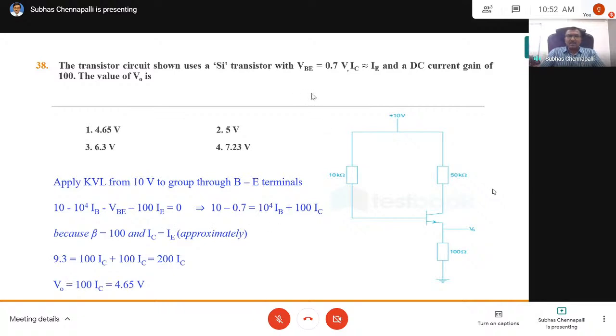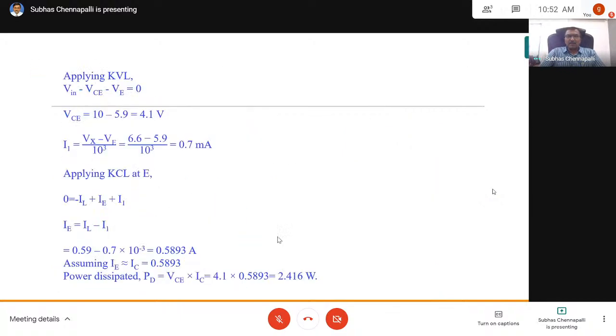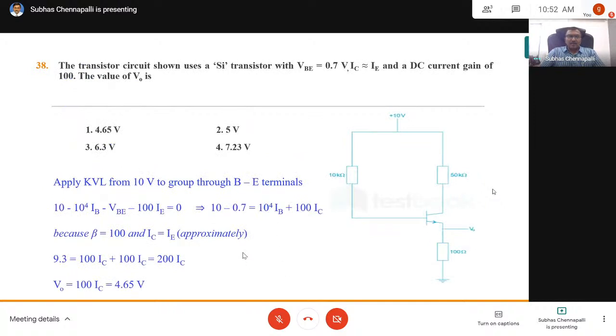In the question itself it is given VBE is 0.7 volts. Then 10 minus 0.7 is 10 to the power 4 IB plus 100 IC. The beta is given in the circuit: the DC current gain of 100 for common emitter, so that is beta. Beta is 100. So I take IC approximately equal to IE. So 9.3 volts is equal to this.